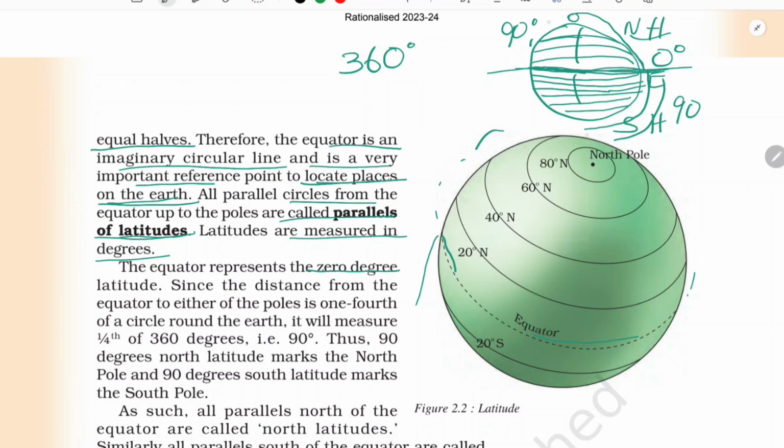I hope you have understood this concept. First half, from north pole to equator, is 90, and again from equator to south pole it is 90, which makes 180. So 180 in the front, 180 in the back side. So it becomes 360.